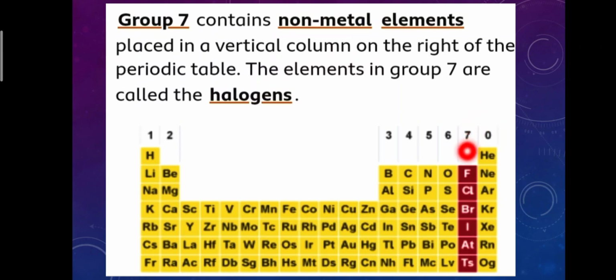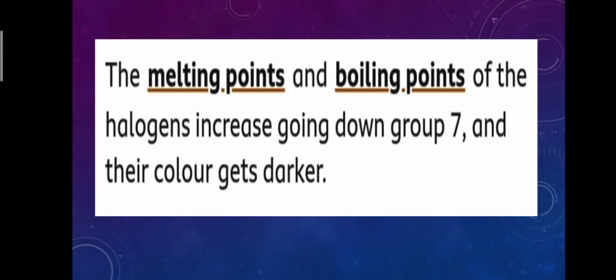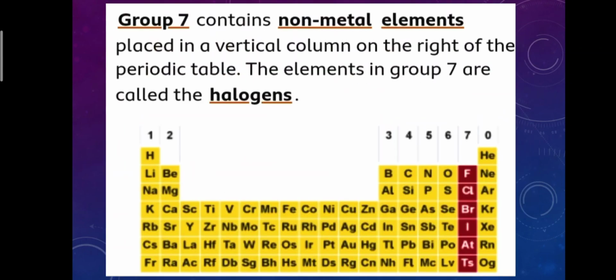Group 7 contains fluorine, chlorine, bromine, iodine and astatine. The melting points and boiling points of the halogens increase going down group 7 and their color gets darker. As we go down the group, the melting and boiling points increase and they get darker.